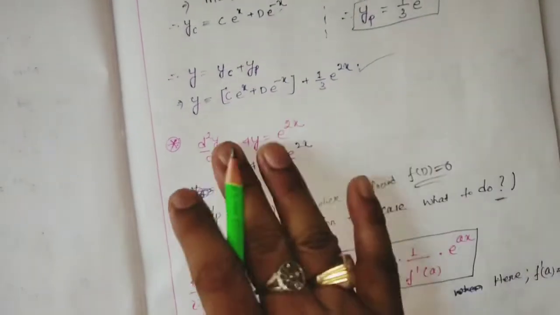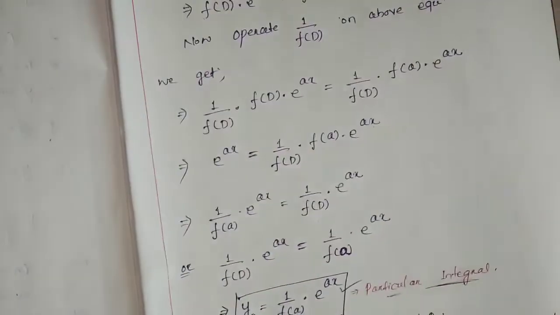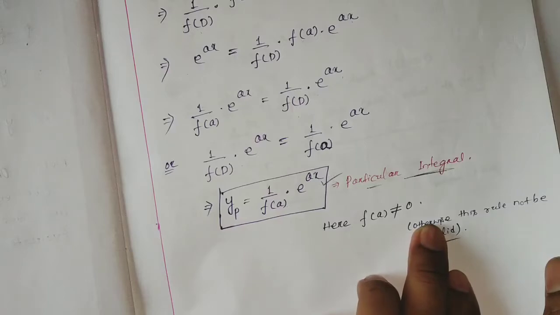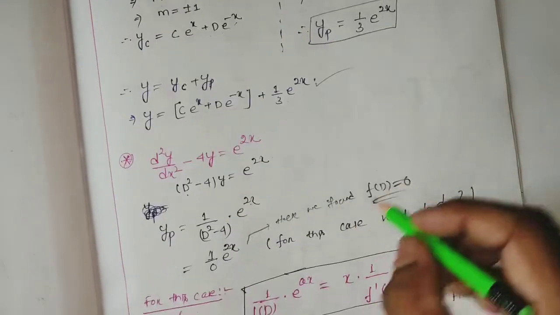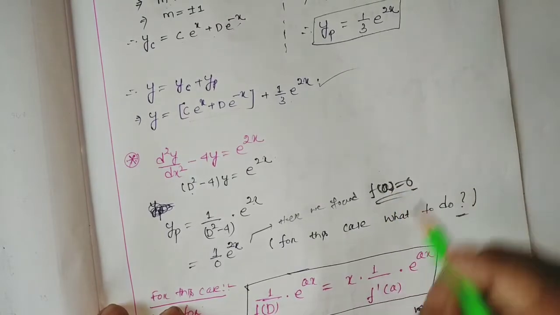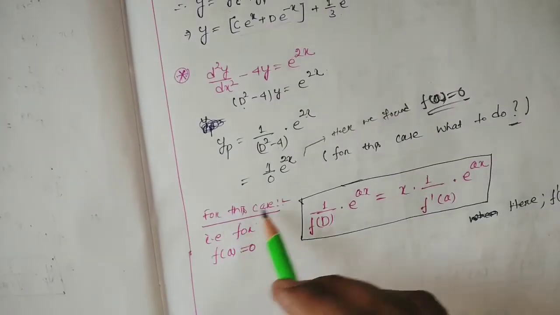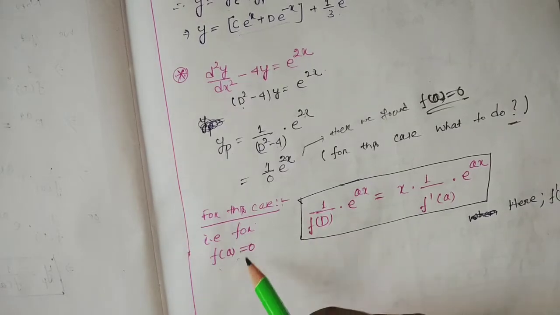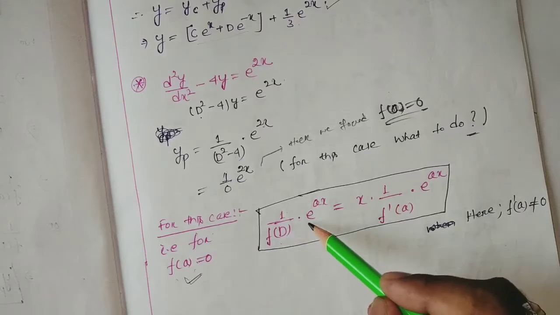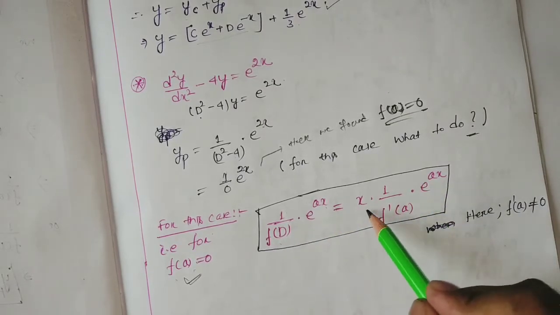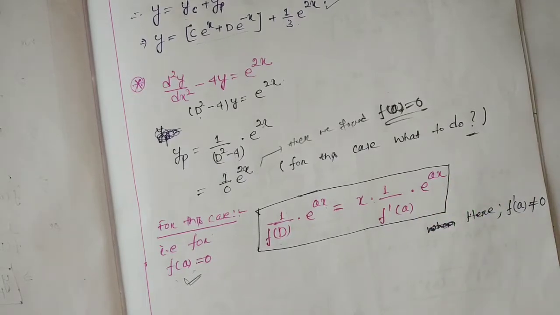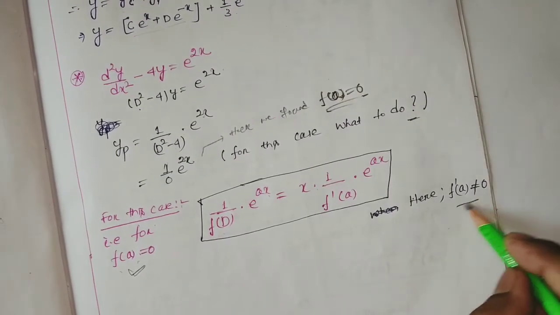The rule is valid only when f of a is not 0. Here f of a we found 0. Then what do we have to do? For the case f of a equal to 0, 1 by f of d e to the power ax will be x into 1 by f dash a into e to the power ax, where f dash a is not 0, right?